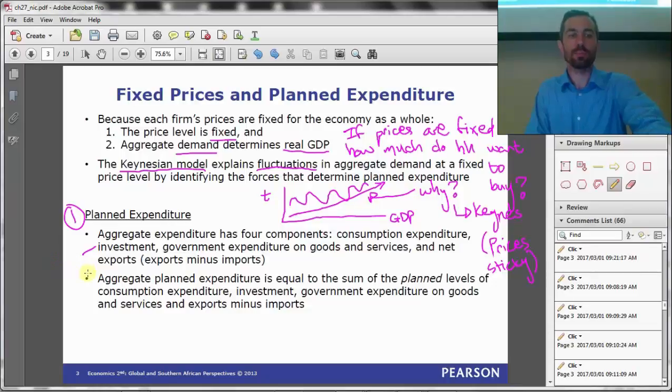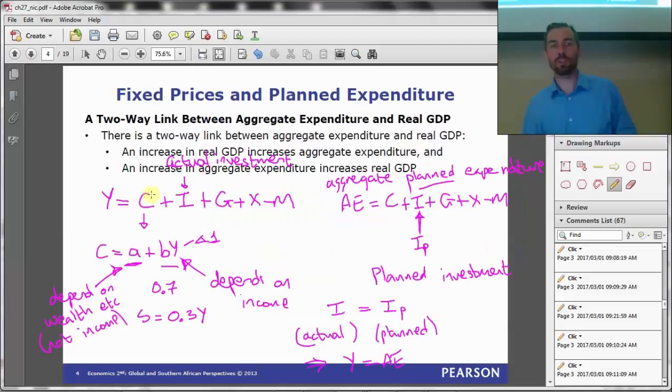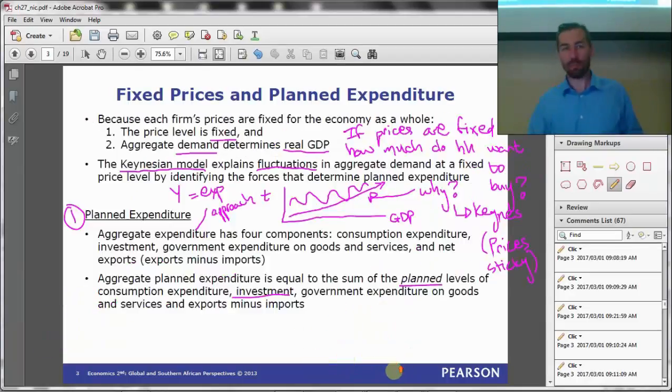So, aggregate expenditure versus aggregate planned expenditure. When we talk about planned levels, the thing that is unplanned is investment, okay? So aggregate expenditure has these four components. In other words, aggregate expenditure, when we're dealing with Y in terms of the expenditure approach, okay, versus aggregate planned expenditure. And when aggregate planned expenditure equals actual aggregate expenditure, then Y equals AE.